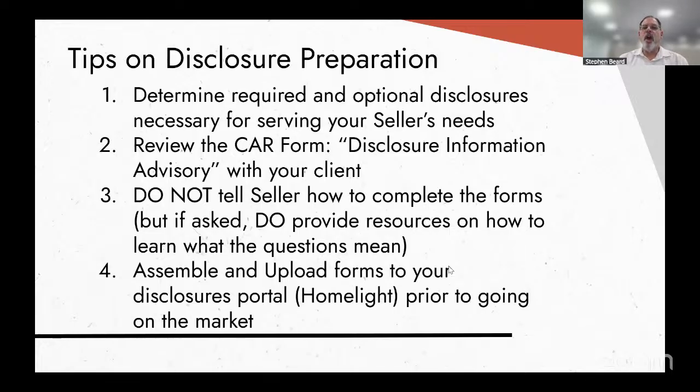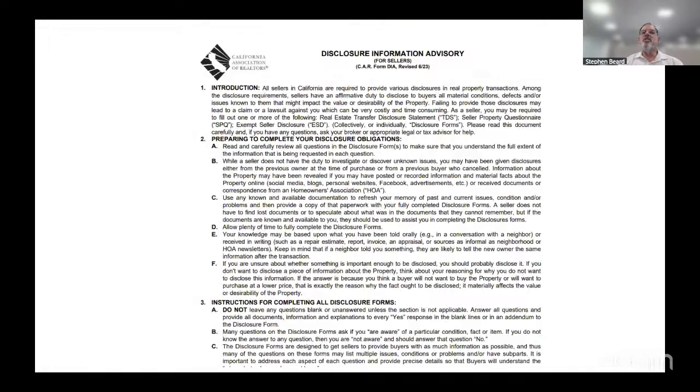Number 2, review the disclosure information advisory with your client, the seller. Number 3, do not tell the seller how to complete the forms, but if asked, do provide resources on how to learn what the questions mean, or tell them what the questions mean if it's obvious to you. And number 4, assemble and upload the forms to your disclosures portal before you go on the market. Those are 4 key things. So this is the disclosure information advisory for sellers. This is a great, great document.